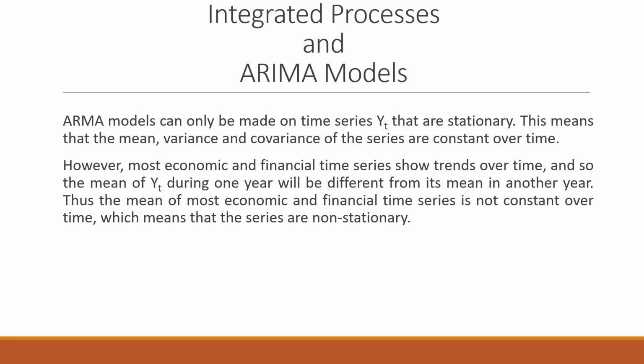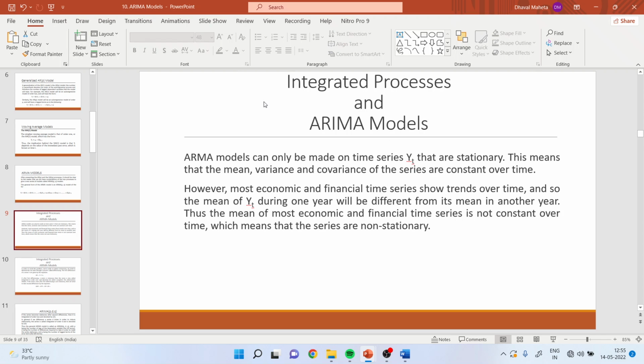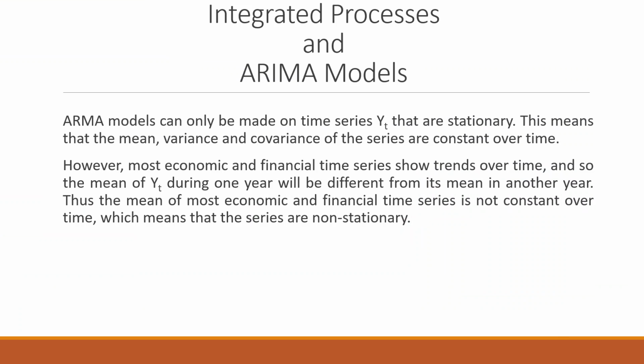Integrated processes and ARIMA models, we have well understood how many terms ARMA has. But the basic thing in this model is that the series should be stationary. So here I stands for integrated. How many times we have to difference the series to make the series stationary is denoted by I. If we difference the series one time, I is 1. If we difference two times, then I is 2.